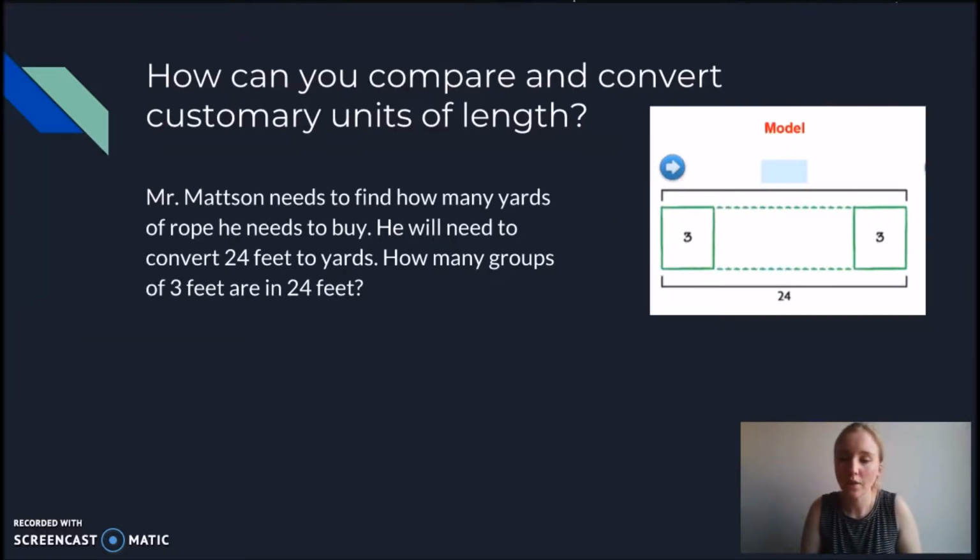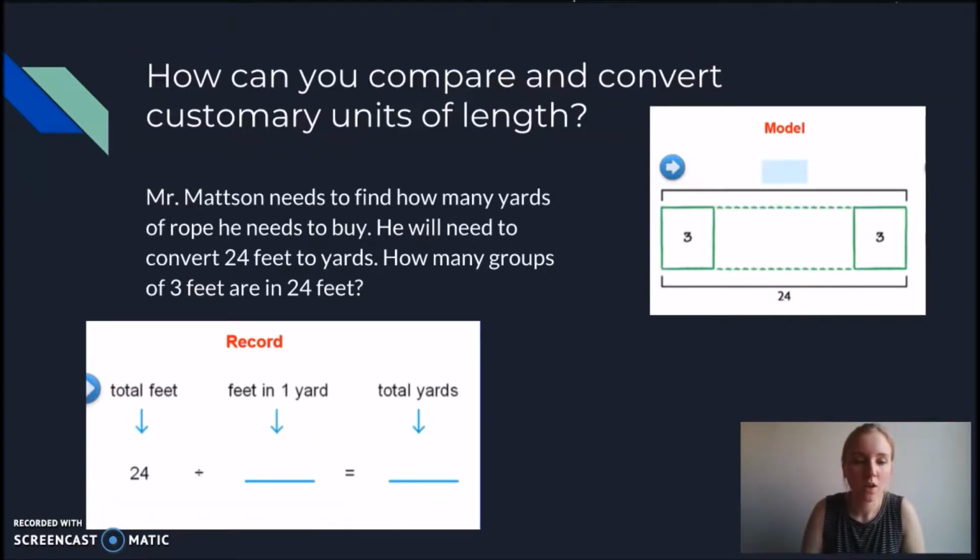Now we can look at this model right above, and we have our 24 feet on the bottom, and we're going to go ahead and split that into groups of 3. So when you split that, if you look down on the side, we have a total feet of 24, and we are going to divide that. There are 3 feet in 1 yard. So go ahead and pause it and find the answer. And our total is 8 total yards.